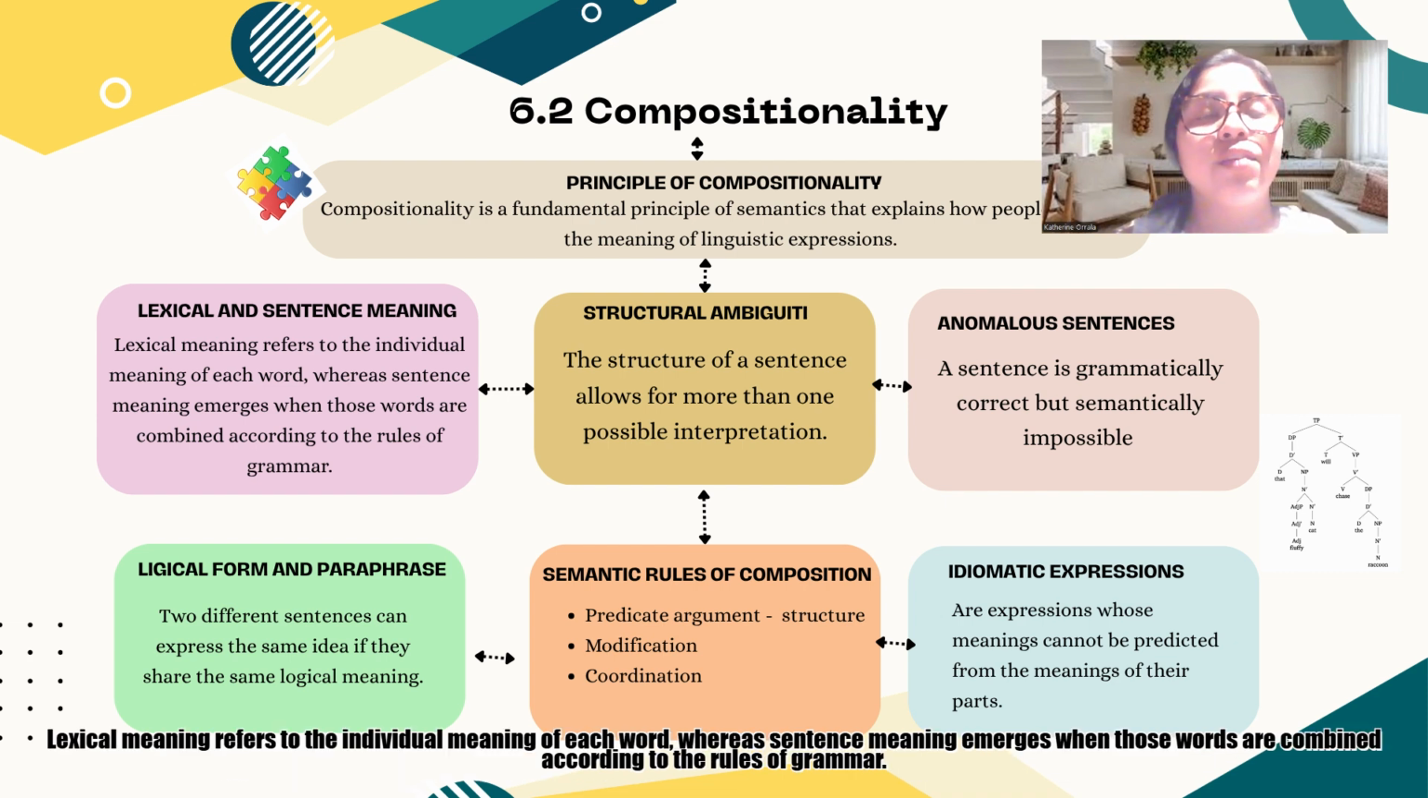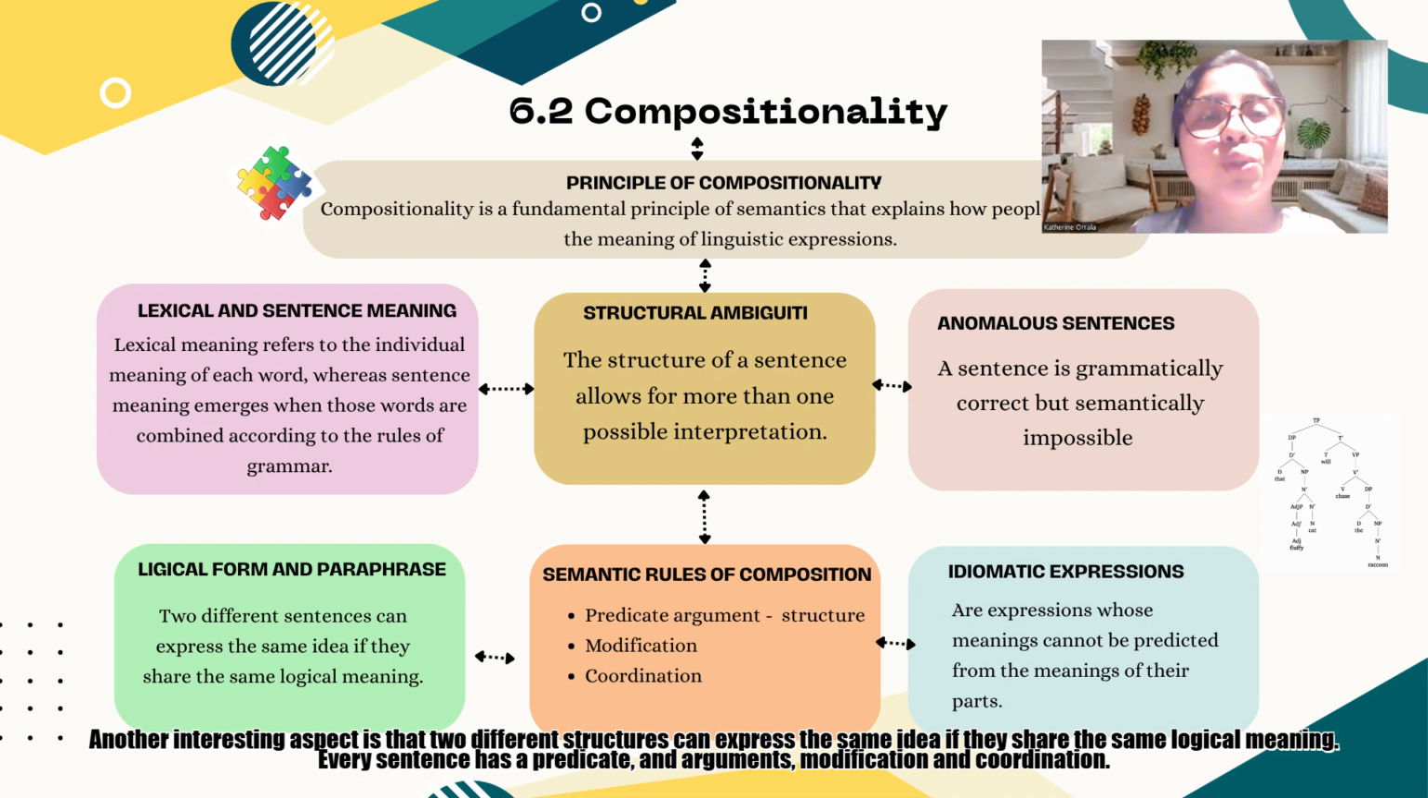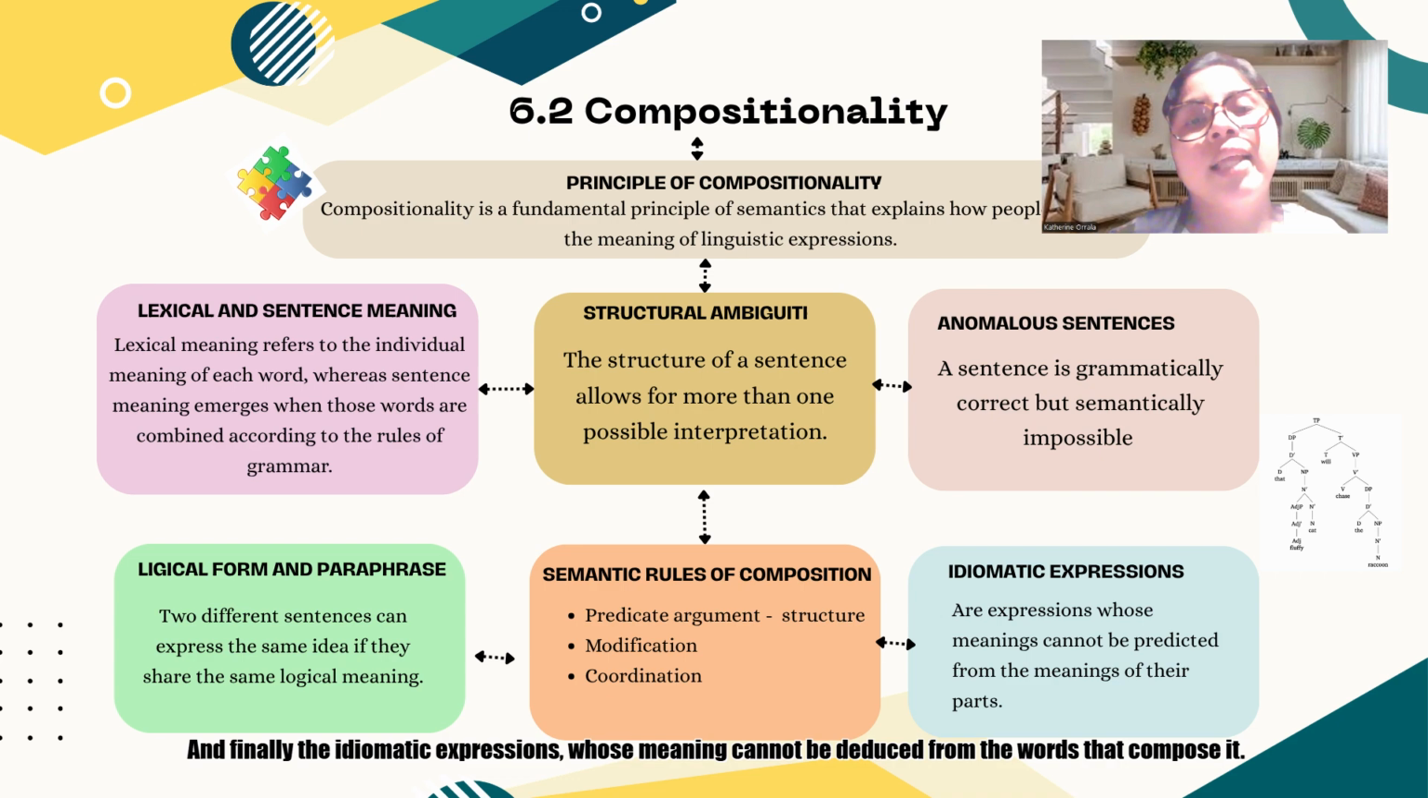Lexical meaning refers to the individual meaning of each word, whereas sentence meaning emerges when those words are combined according to the rules of grammar. But there are special cases, for example, structural ambiguity, when the structure of a sentence allows for more than one possible interpretation. There are also anomalous sentences, when a sentence is grammatically correct but semantically impossible. Another interesting aspect is that two different structures can express the same idea if they share the same logical meaning. Every sentence has a predicate, an argument, modification, and coordination. And finally, the idiomatic expression, whose meaning cannot be deduced from the words that compose it.